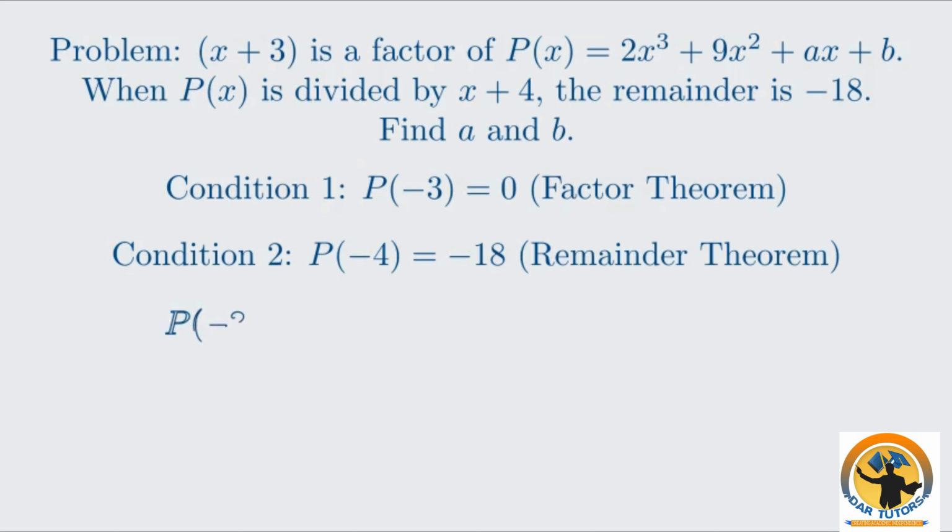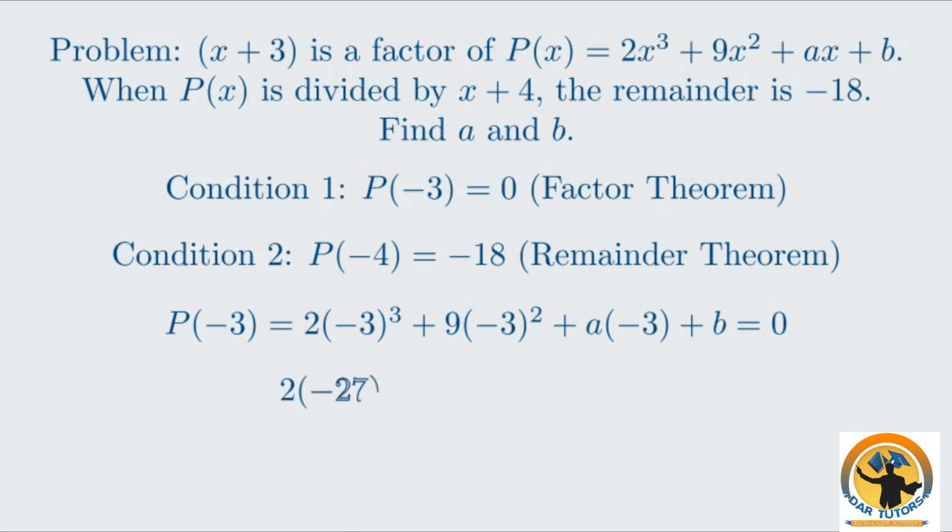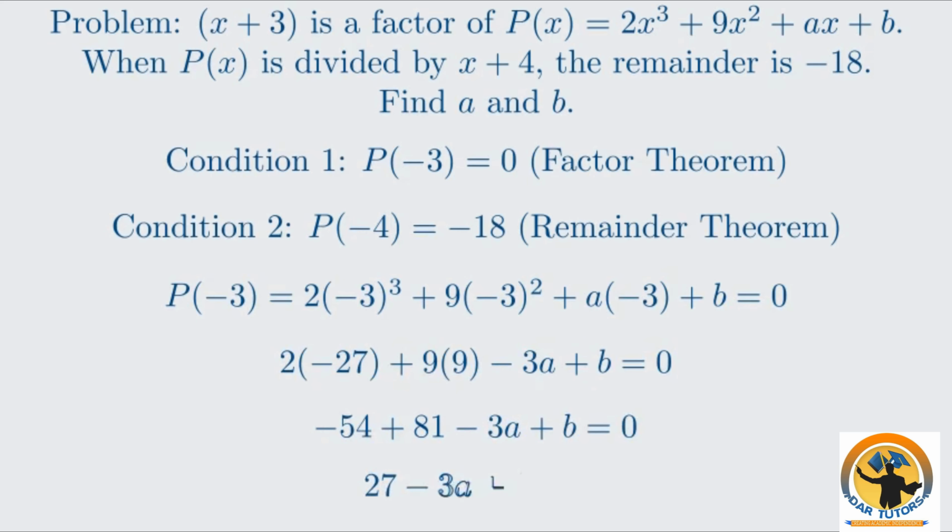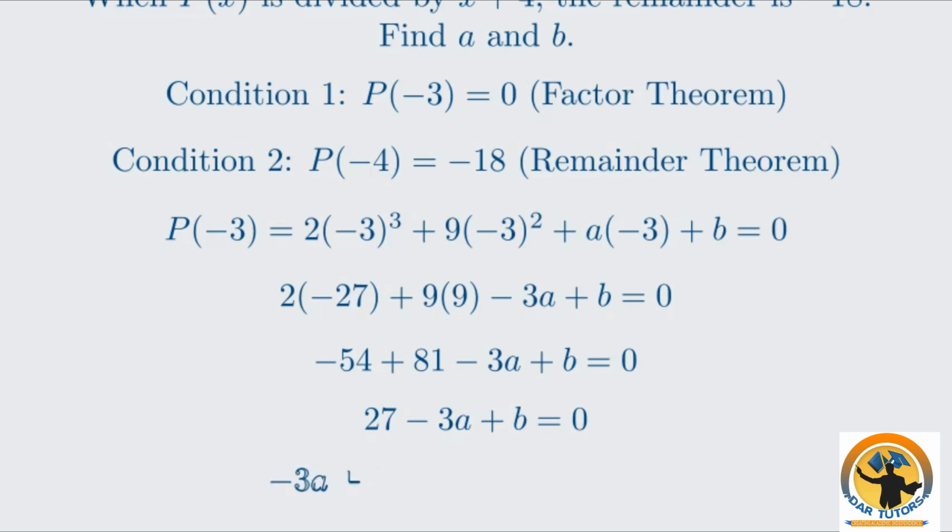For the first condition, we substitute x equals negative 3 into p of x and set it to 0. This gives us 2 times negative 3 cubed plus 9 times negative 3 squared plus a times negative 3 plus b equals 0. Simplifying, we get 2 times negative 27, which is negative 54, plus 9 times 9, which is 81, minus 3a plus b equals 0. This simplifies to our first equation, negative 3a plus b equals negative 27.